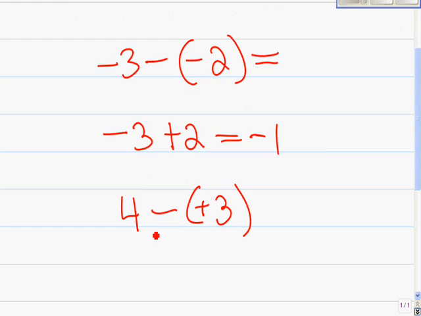Here it means take away the positive. So I'm going to have 4. I'm going to take away the positive, and only the negative is going to stay. Since my signs are different, I'm going to subtract. And since my bigger number is positive, my answer is going to be positive. So when you see a negative in front of a parentheses like this, just remember that negative means take away the sign, whatever the sign is inside the parentheses. So if the sign inside the parentheses is negative, you're going to change it to positive. If the sign inside the parentheses is positive, you're going to change it to negative.